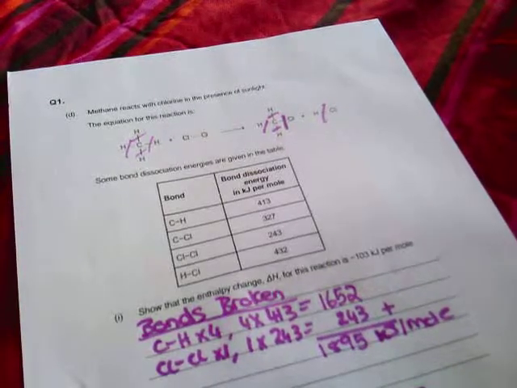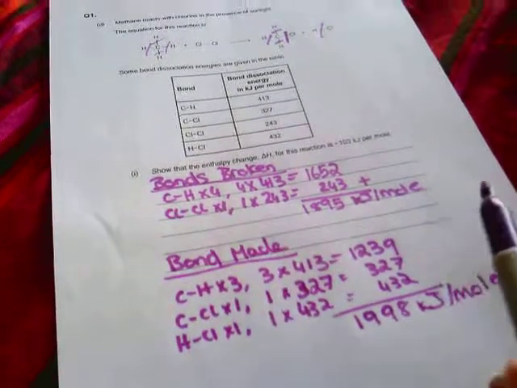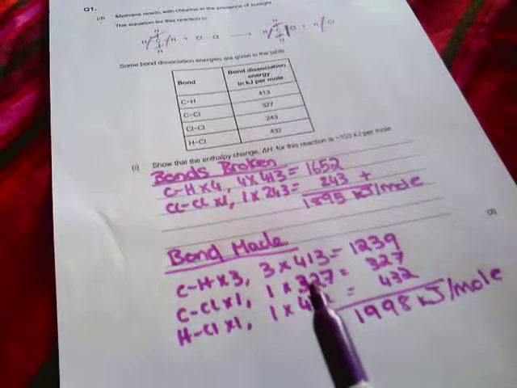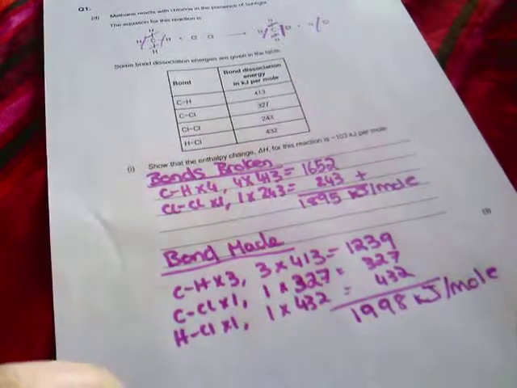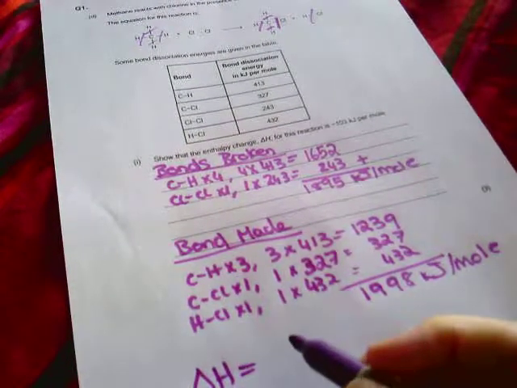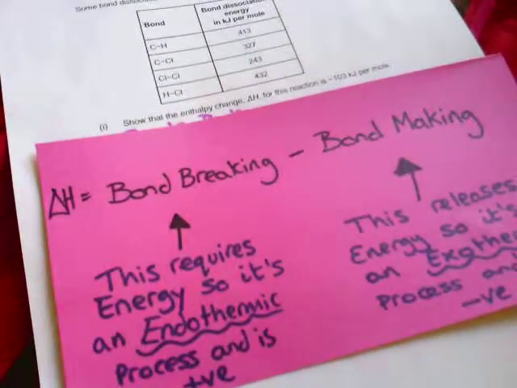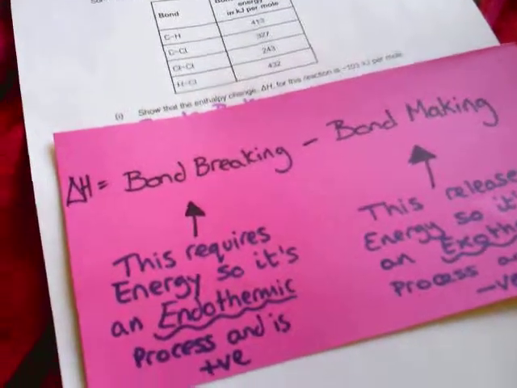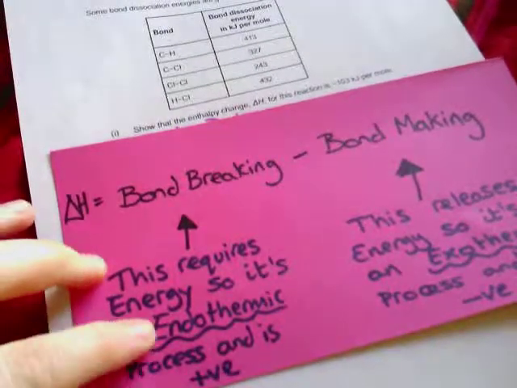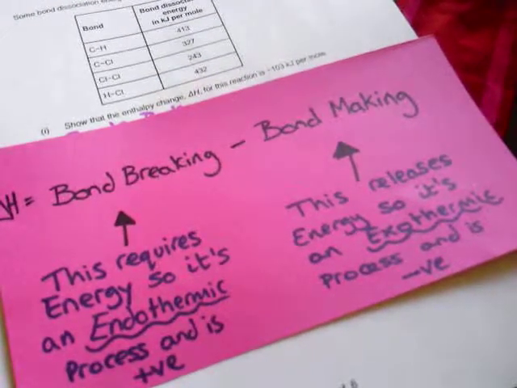Now, you can see I'm writing down all my method, because typically you get a mark for calculating the bonds broken and bonds made. And it's a really good idea to show your method in case there's any errors carried forward. You then have to work out the delta H. Well, delta H is going to be bond breaking minus bond making. Bond breaking requires energy, that is an endothermic process. We leave it positive. And we take away the bond making, that typically releases energy. So that's why it's bond breaking minus bond making.